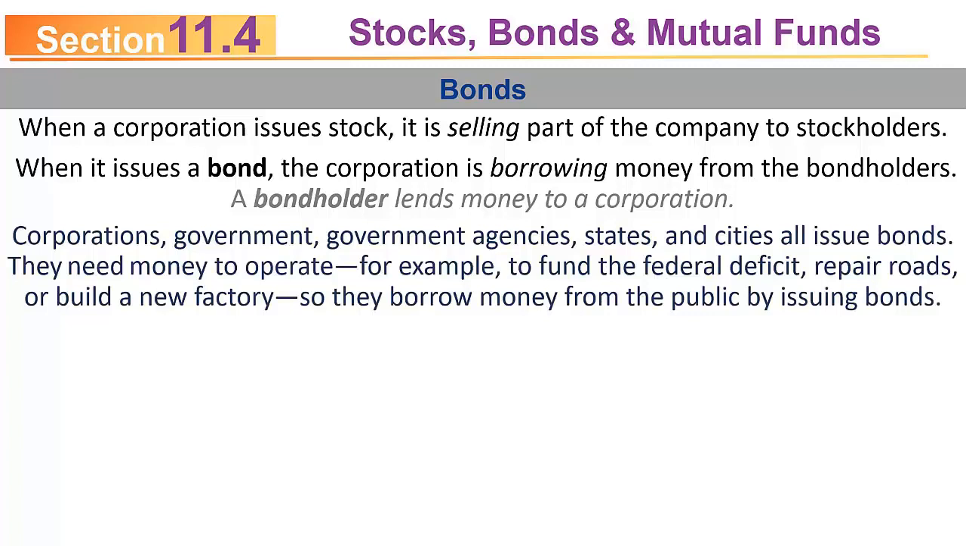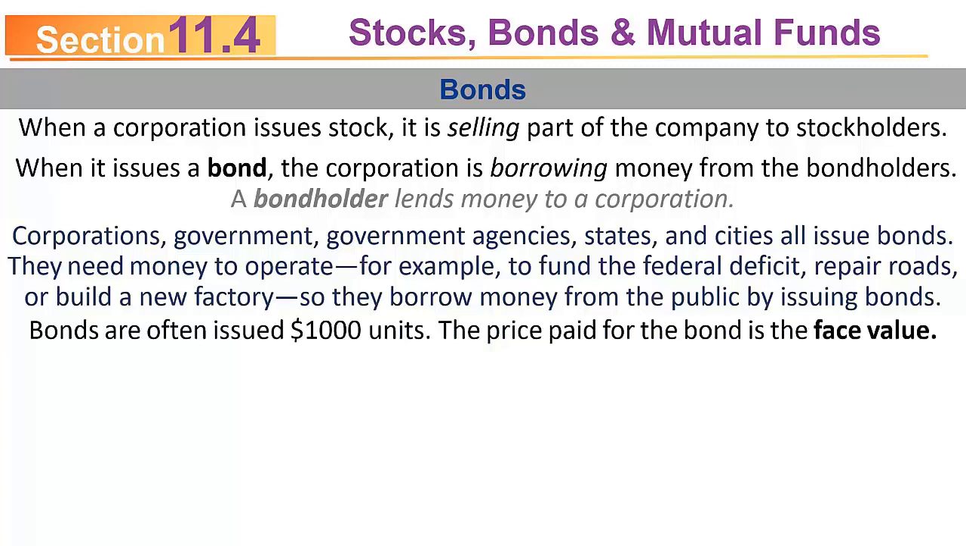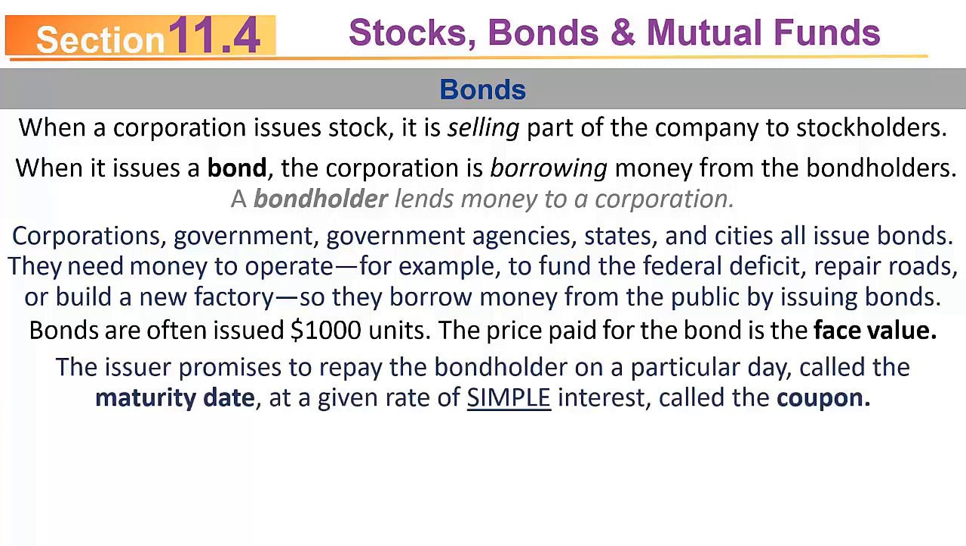Corporations, government agencies, states, and cities all issue bonds. They need money to operate, for example, to fund the federal deficit, to repair roads, to build a new factory. So they borrow money from the public by issuing bonds. Bonds are often issued in $1,000 units. The price paid for the bond is called the face value.